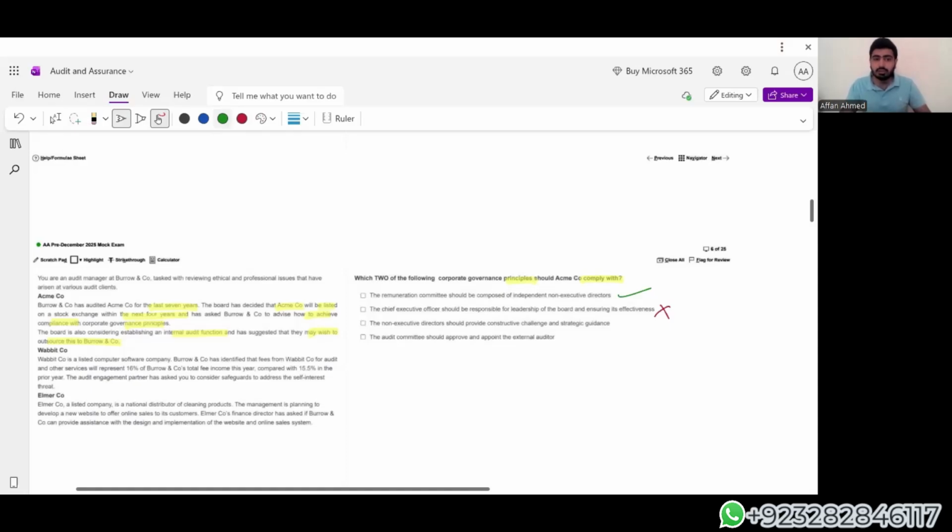So positive criticism is well invited and well welcomed in an organization so that they can increase the chances of having profits and the wealth of the shareholders. So this is a correct answer. Let's read the last one as well.